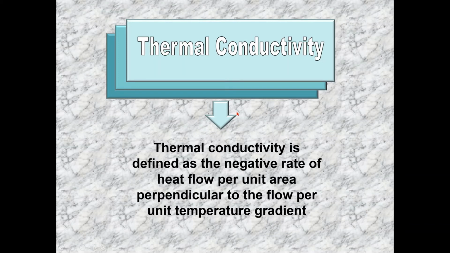Okay, what is thermal conductivity? To compare the ability of heat to be transferred through solid, we can refer to the thermal conductivity. Different metals or different materials have different thermal conductivity. So thermal conductivity is defined as the negative rate of heat flow per unit area perpendicular to the flow per unit temperature gradient. So we are going to derive the thermal conductivity.